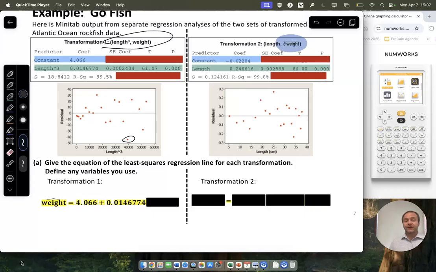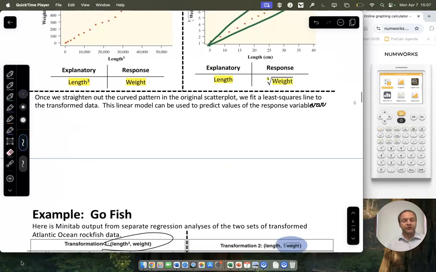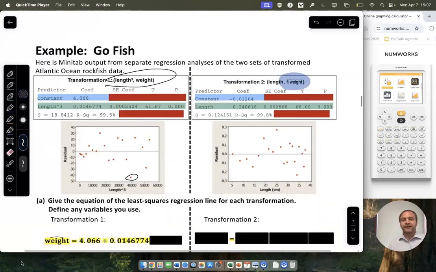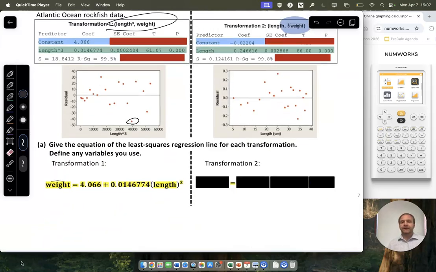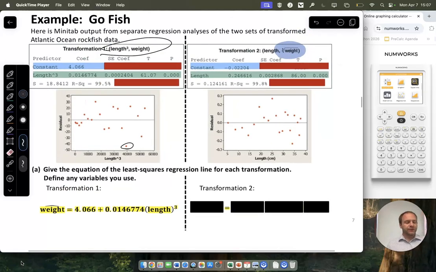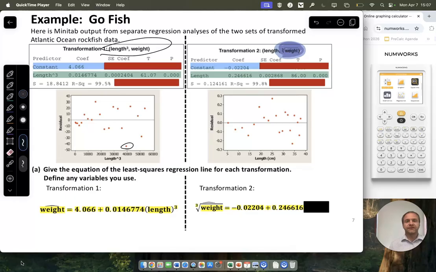In this case, my x value is not length. We transformed it to length cubed. And so I have to write that down in this case. And for here, we have to keep in mind what's going on. In this case, our y value is the cube root of weight. And so when I'm dealing with this one, I don't write down weight hat. I have to write down cube root of weight hat. And then we have our slope and y-intercept. Our y-intercept negative 0.02204, slope of positive 0.246616 times my x, and in this case, my x is my length. So those are the two different equations.